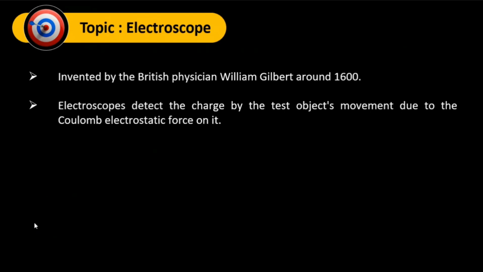An electroscope is basically a device which was invented by a British physician, William Gilbert, in around 1600, or you can say in the 17th century, way earlier than we ever expected. It's the 21st century now, and almost 400 years back this thing was discovered. An electroscope is a device which helps us to detect the charge on any object. If there is a charge on any object, it can be detected by an electroscope. How it works and what the different types of electroscopes are, we'll talk about this.